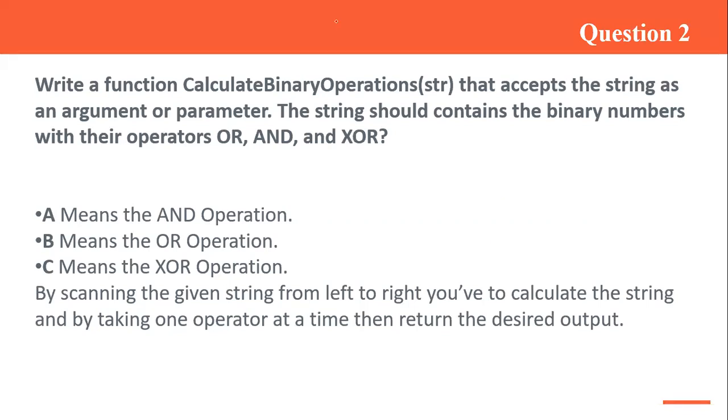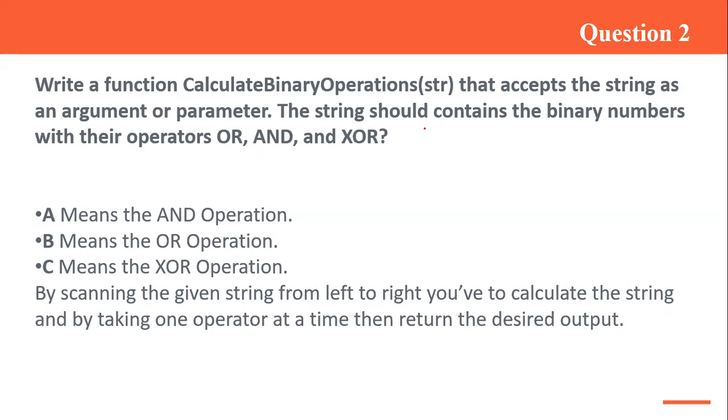Try to do this question, everyone. Read the question. I'll show you the next slide. Write a function, calculate binary operations of str, that accepts a string as an argument or parameter. The string should contain the binary numbers with their operators OR and XOR. So there are some operators, there are some numbers. That's what they are telling. And the numbers are binary numbers. And they are not telling we have to do operators OR and XOR.